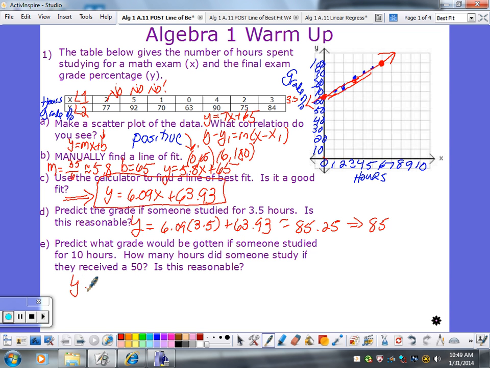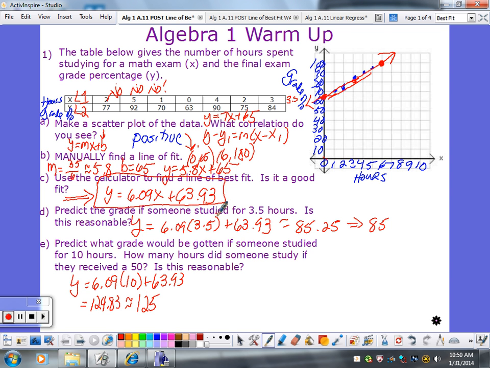Same kind of thing, except now what's x? 10. Okay, somebody calculate this for me. Tell me what you get. Not in your head, just type it in. You guys are supposed to be the fast typers. 124.8. 124.83, so like 125? Yeah. Is that reasonable? Well, these are percents, right? Do I give extra credit? No. So what happened?